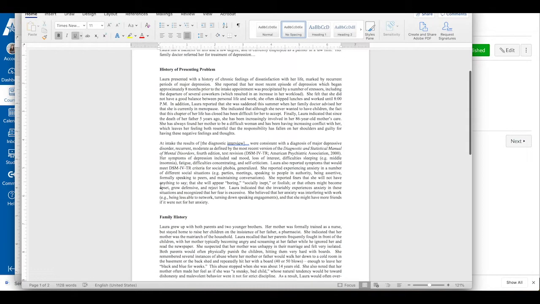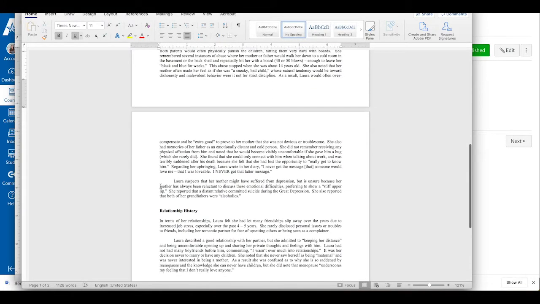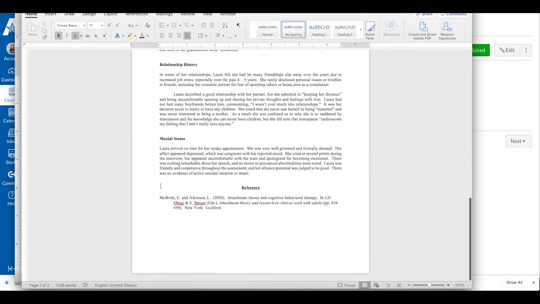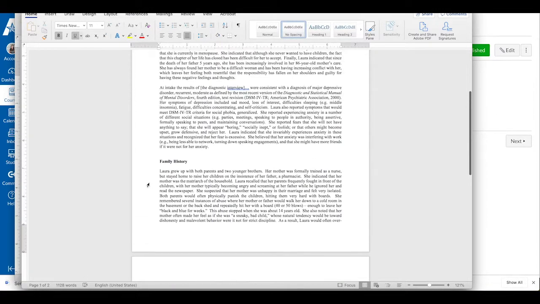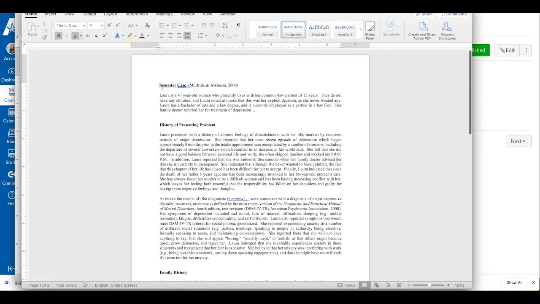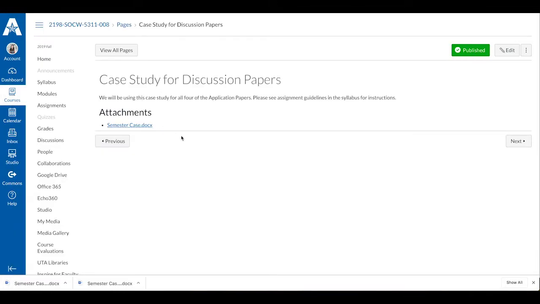I'm not going to take time right now to read it. I want you guys to read this. You may need to read it multiple times. And also please bring this to class, because there will be times at the end of or throughout each lecture, we'll be talking about the case and going through it and how we can think about the intervention model in terms of this particular case, okay? So please take time to familiarize yourself with Laura and the case study. Okay, back to the syllabus.